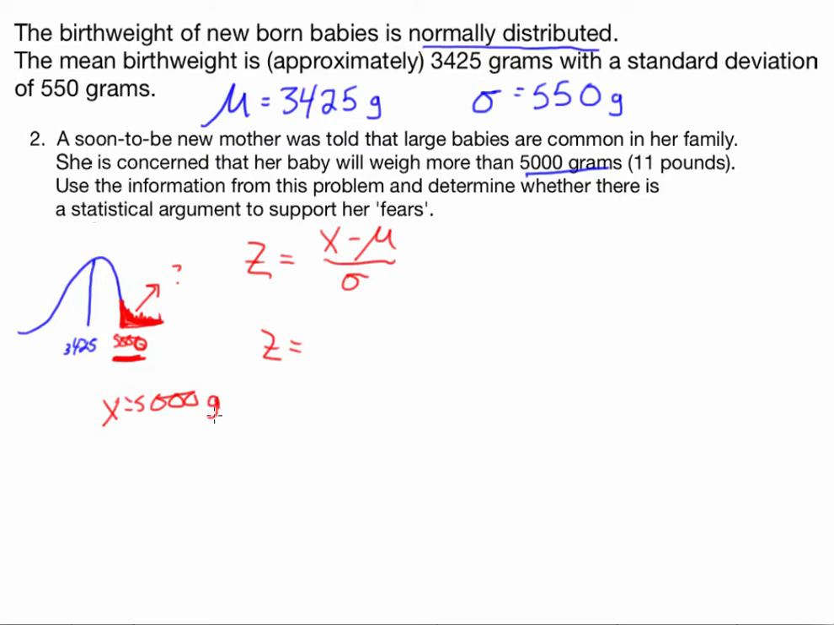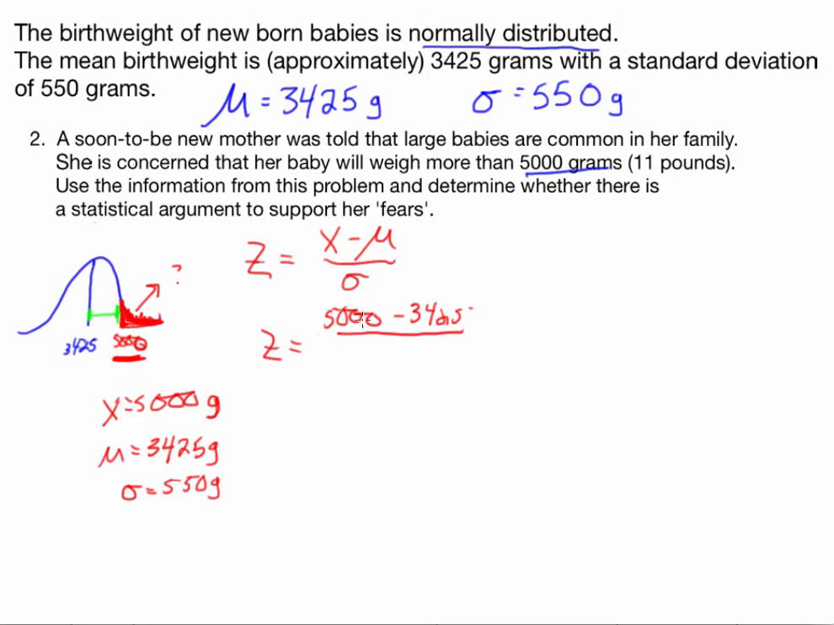Our mean, given in this problem, is 3,425 grams, and our standard deviation is 550 grams. So we notice that our observation is 5,000. When we subtract the mean, what we're getting is the absolute distance between our observation and our mean. So I'm looking right there in that example, how far is this in terms of absolute distance?